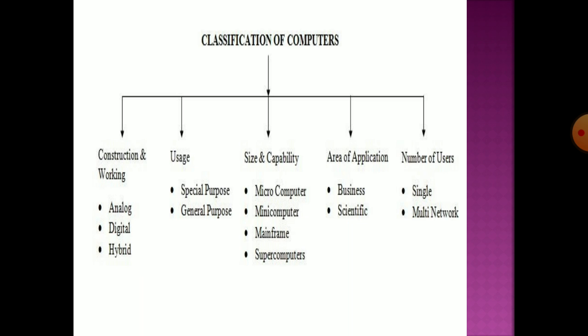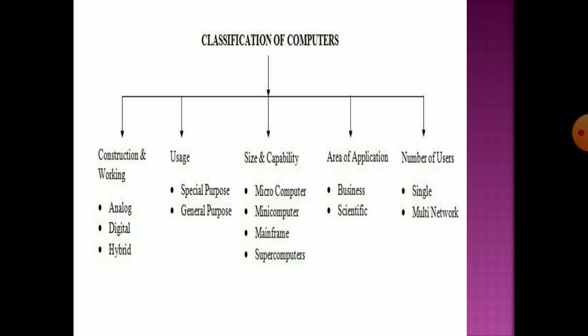Next, the second one, based on usage. For what purpose do we use the computers? Based on that, we divide computers into 2 types: special purpose and general purpose. Special purpose computers are used for some special operations, and the second type is used generally for all purposes.